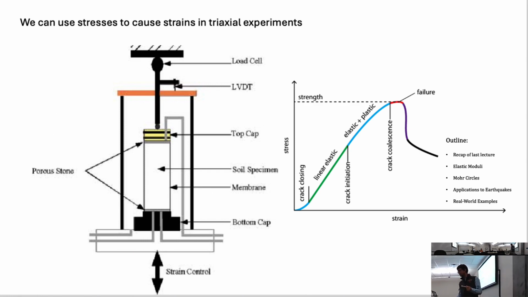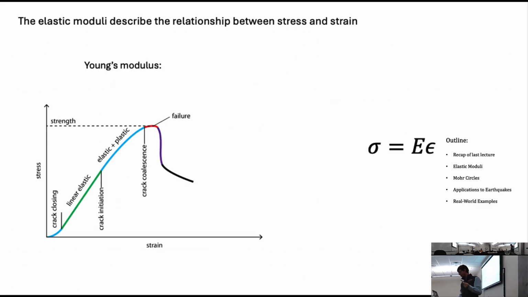So now let's get into elastic moduli. And it's a good thing we went over that because elastic moduli are very germane to this triaxial experiment. So the first elastic modulus that we'll talk about is the Young's modulus. This is the equation I wrote here. Stress is equal to the Young's modulus times the strain.